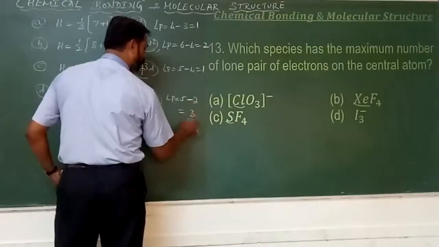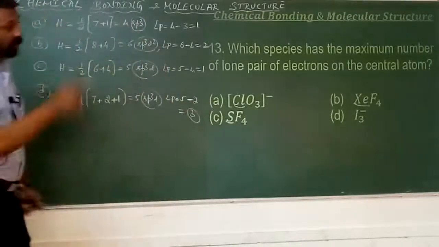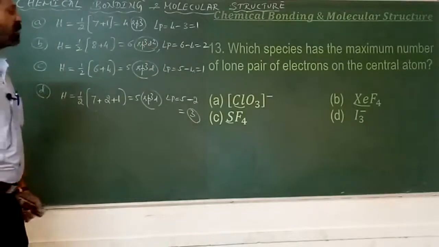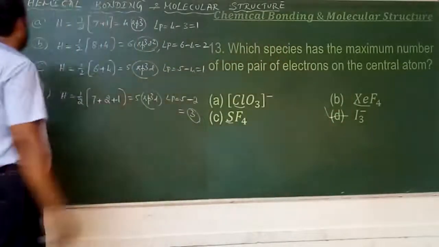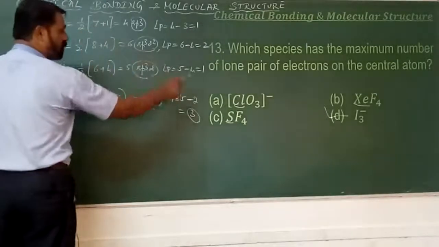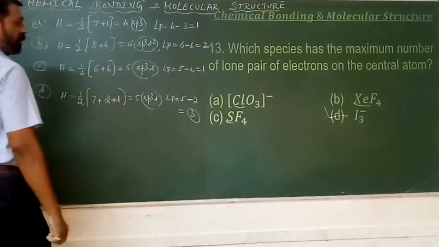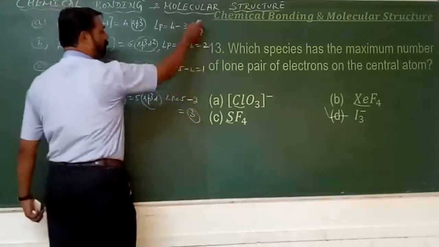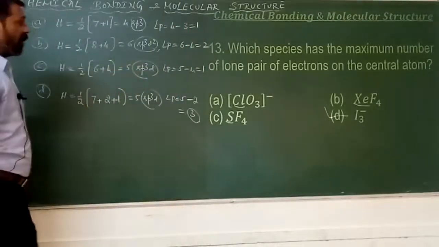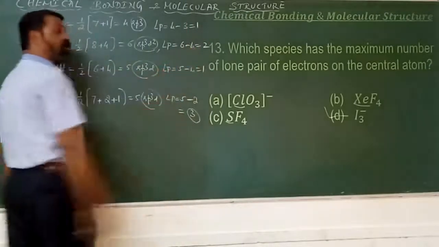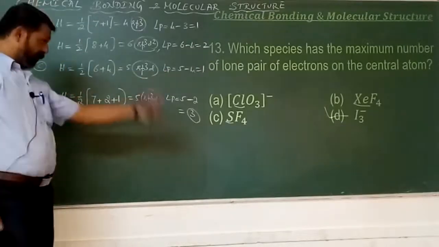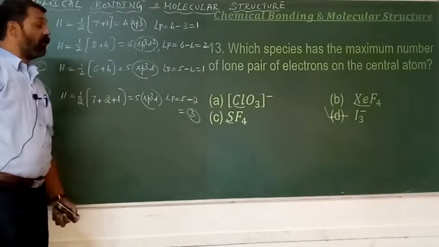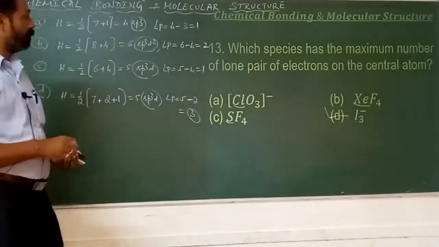that is equal to 3. Therefore, according to that, the maximum number of lone pairs is found in the last one. The first and third, that is the chloride ion and sulfur tetrafluoride, will have lone pairs of 1. Whereas xenon tetrafluoride has 2. Whereas the last one, I3 minus, has the number of lone pairs going to be 3. Okay.